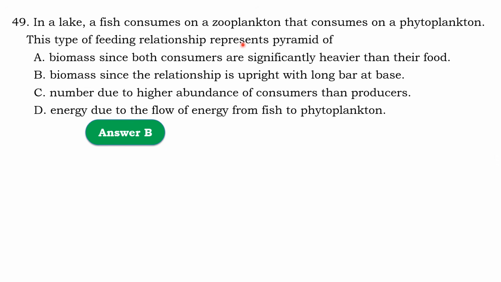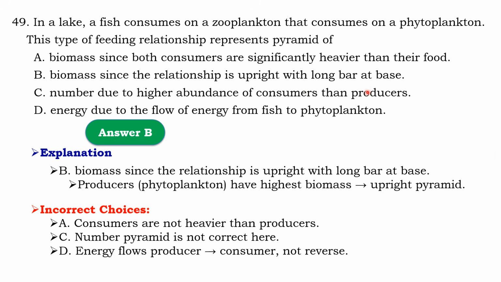The feeding relationship represents a pyramid of biomass, since the relationship is upright with a long bar at the base. It means that producers, or phytoplankton, have the highest biomass, so it is an upright pyramid. Looking at the other choices, in option A, consumers are not heavier than producers. Option C, a number pyramid is not correct here. Option D, energy flows from producers to consumers, not the reverse. So the answer should be B.